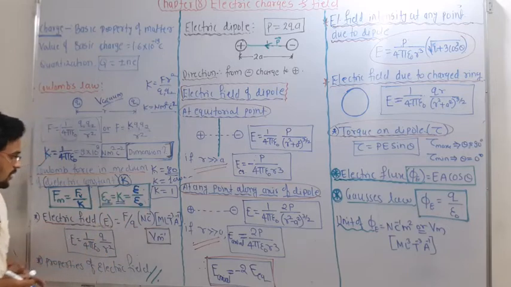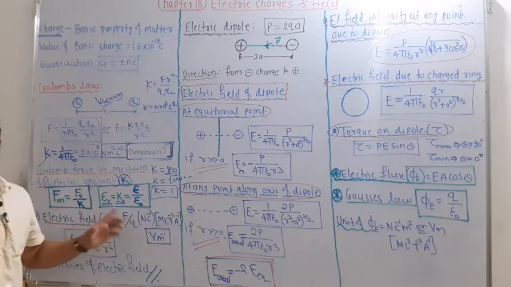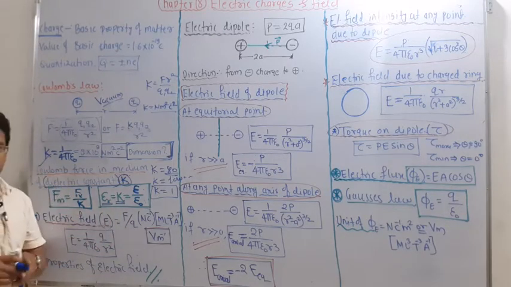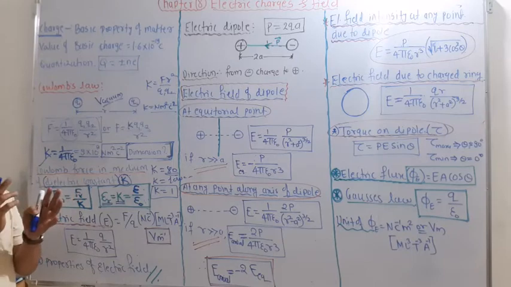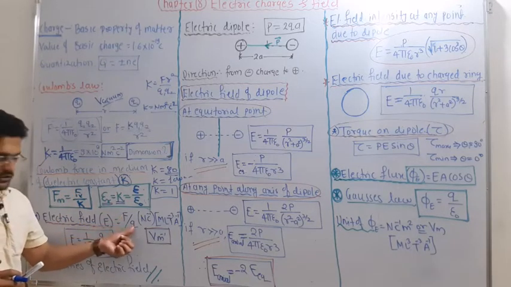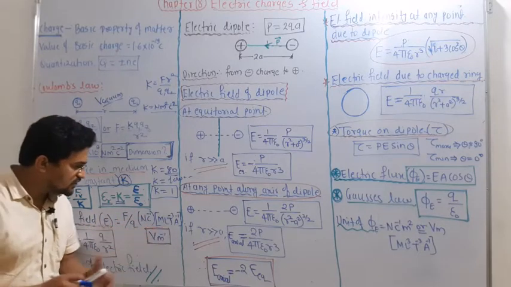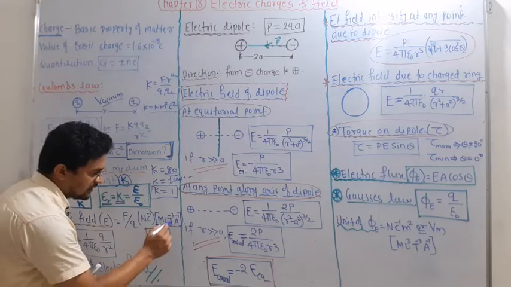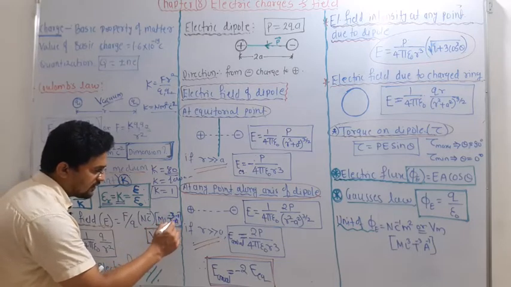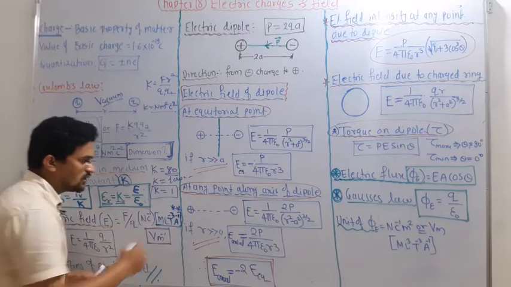Okay, so remember in the medium it changes to 1 upon k times that of the vacuum. Next concept is the electric field. If you have a charge, then around that charge there is an electric field, and that electric field is nothing but force divided by charge. So what is the unit? Newton per coulomb, and the electric field has a dimension, that is MLT raised to minus 3 and ampere raised to minus 1. So remember this dimension formula for the electric field.